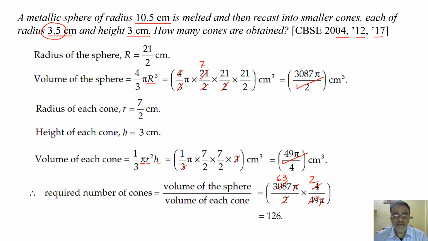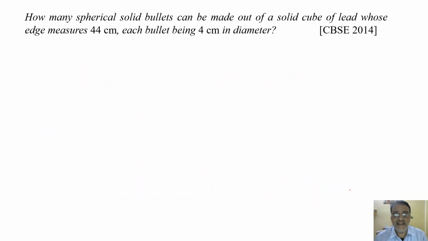So any doubt in this question? No, sir. Right, sir. So now we are moving toward the next question. How many spherical solid bullets can be made out of a solid cube of lead whose edge measures 44 centimeter, each bullet being 4 centimeter in diameter? ठीक है, solid cube and sphere.